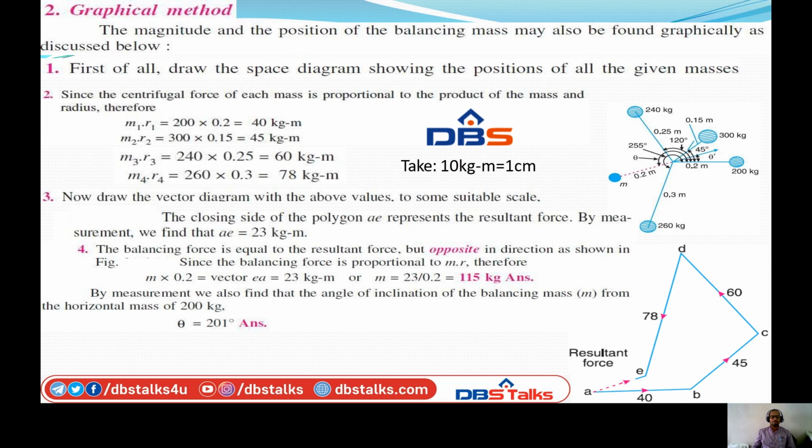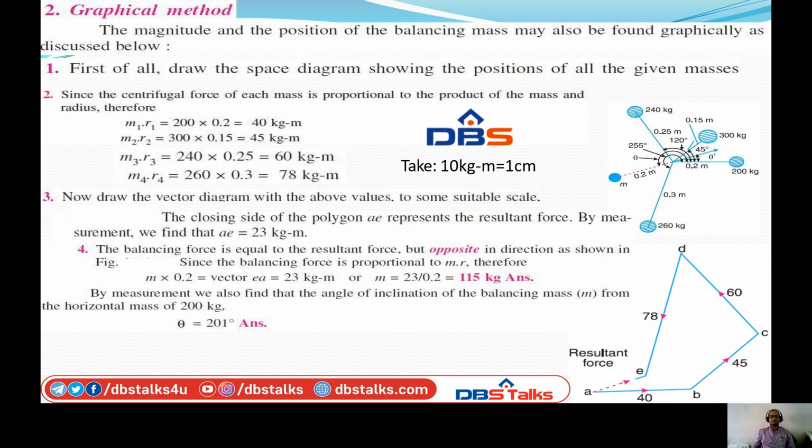Okay, this is the method of calculating the magnitude and the position of the balancing mass for the given problem by using the analytical method, means by calculation only. What is the second method? We have the graphical method. For the graphical method also, the same masses and centrifugal forces we have calculated will be used. But here also we have to draw the space diagram. But for calculating the mass and the position, here we are using the vector diagram.